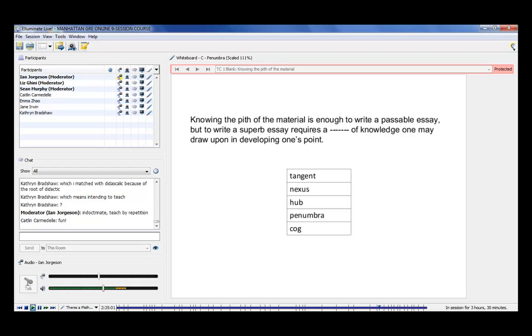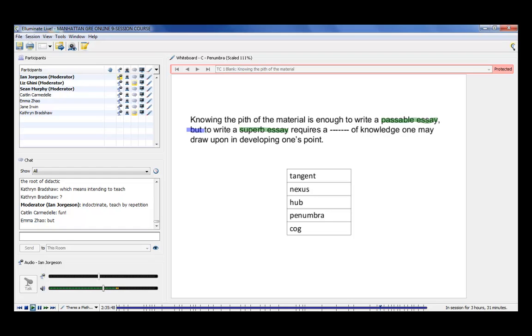Okay, this one gave us a little more trouble, but I think it's a classic example of a clue and a pivot. So what's the clue here? Okay, what's the pivot then? If we don't know the clue, what's the pivot here? The really obvious one. Okay, so we've got this idea of how we write a passable essay versus what we have to do to write a superb essay.